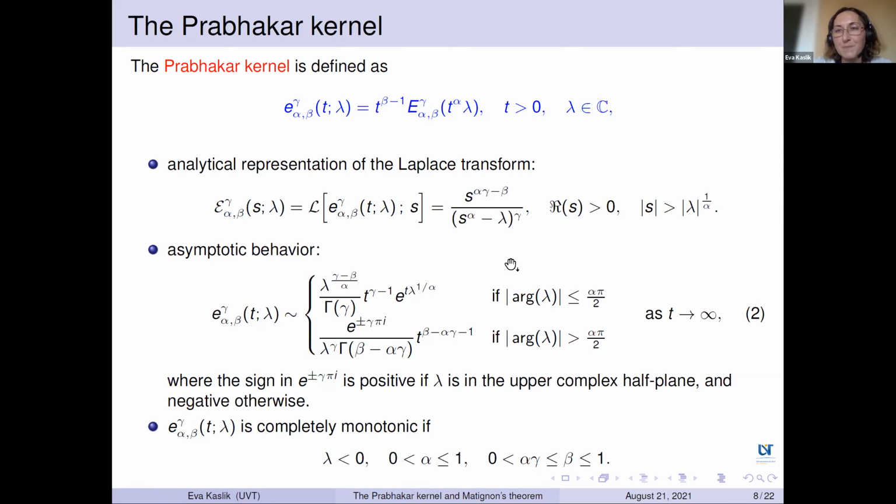There's a whole theory for fractional differential equations with the Prabhakar derivative as well. I think that the popularity of the Prabhakar function and Prabhakar transform is just in this simple formula for the Laplace transform. It's the reason for the popularity of the Prabhakar theory nowadays. Yeah, possibly true.